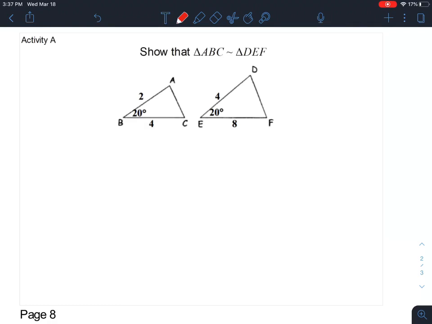All right, so this one I want you to try on your own. Go ahead and show that triangle ABC is similar to triangle DEF.